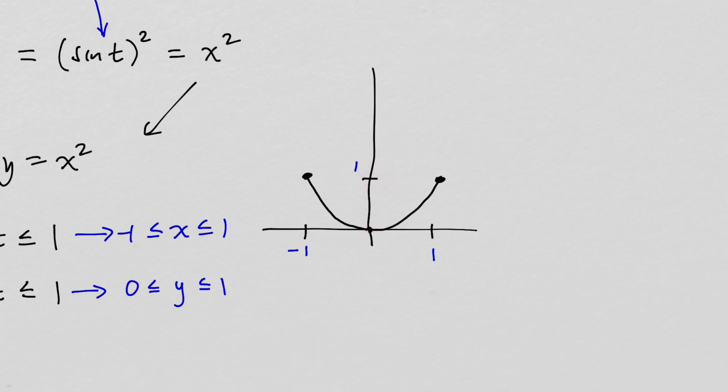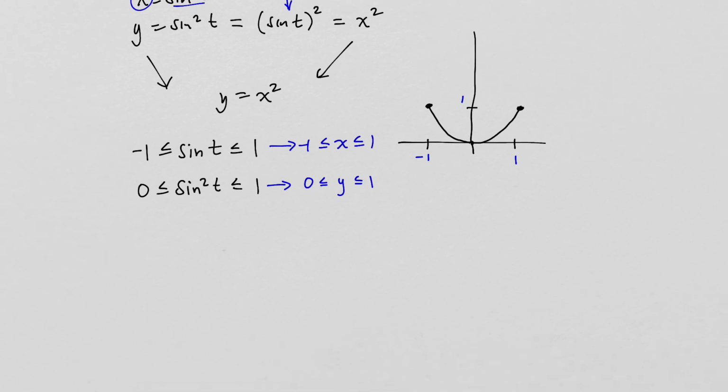But then what does the tracing look like? Well, for that, let's go ahead and plug in a couple of values for t. So if t is equal to 0, x is going to be sine of 0, which is 0, and y is going to be sine squared of 0, which is 0. So when t equals 0, we get this point here.